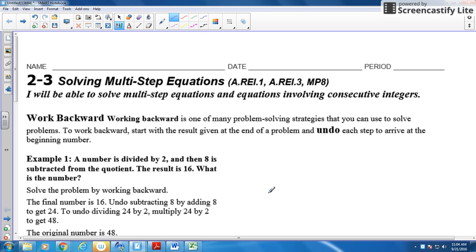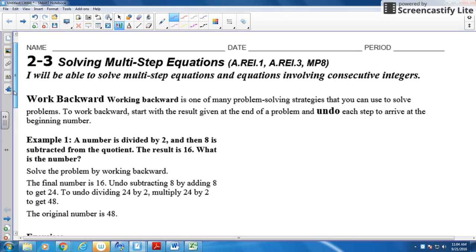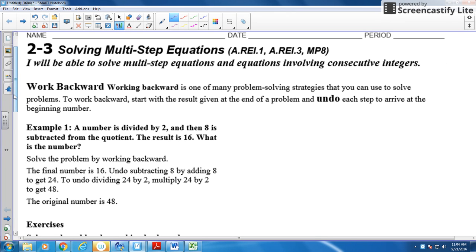Hi everyone. Today we're going to be talking about solving multi-step equations, and we're also going to solve equations involving consecutive integers. And one of the things when we talk about multi-step equations, a good practice to use is thinking about working backwards. And before we even talk about math, think about if you go to wrap a present.